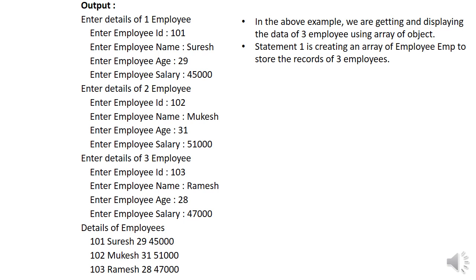Similarly, the id, name, age and salary of the third employee are displayed by using the emp2 object. So by using these objects, we can display all the details entered by the user as a table. So we can summarize like this. In the above example, we are getting and displaying the data of 3 employees using an array of objects. So statement 1 is creating an array of employee EMP to store records of 3 employees.